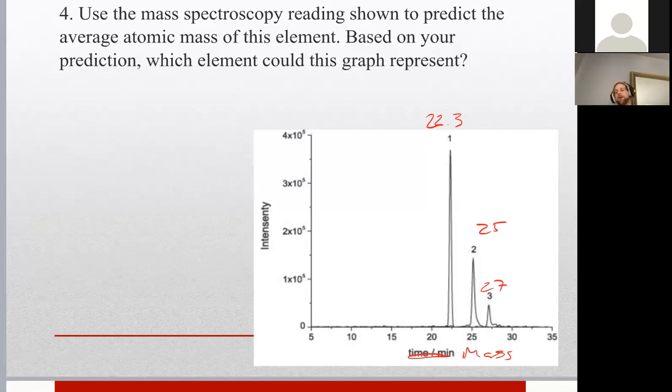So the intensity is relative to percent abundance. Intensity and percent abundance are very closely related. Intensity is just a word used for a machine as far as how often that particular particle is registered on the machine. That's the intensity. So the one that's between 22 and 23 shows up the most. So we can say that's the most abundant.